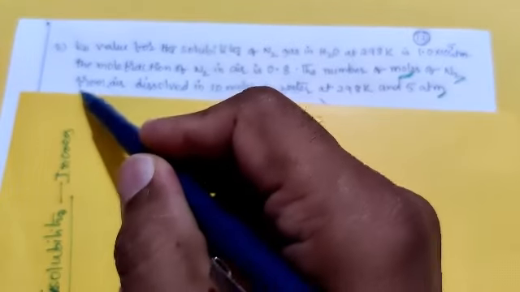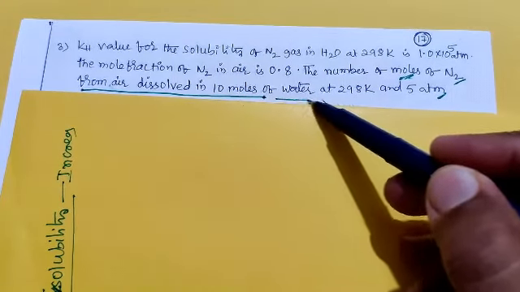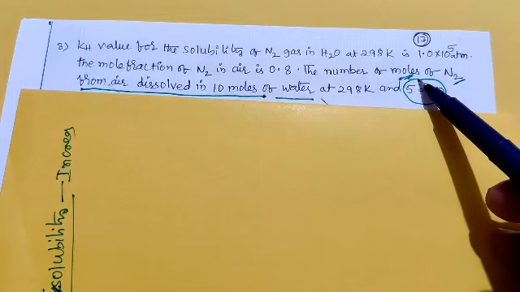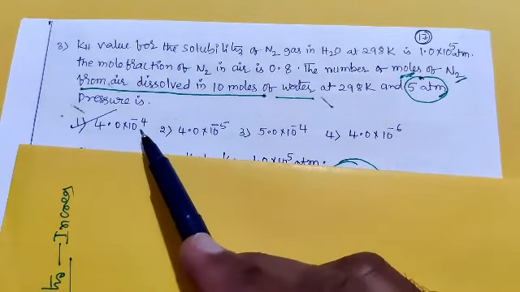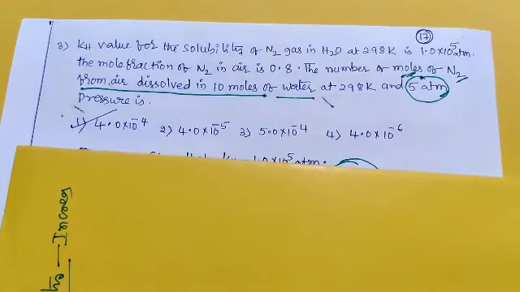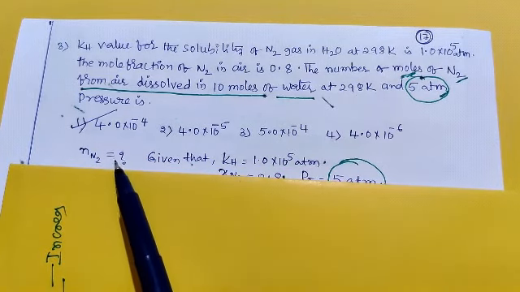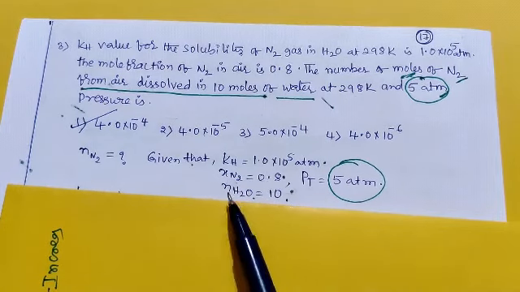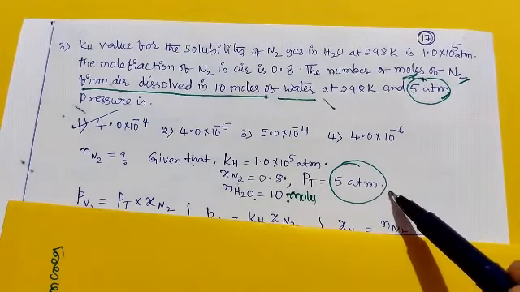Now students, underline this point. This is very important: from air dissolved in 10 moles of water. It is not the partial pressure of nitrogen; it is the total pressure given. Now, how many moles? The options are created as number of moles. This is very important for objective as well as for theory. So here we want the number of moles of nitrogen. Given the KH value, the mole fraction of N2 as 0.8, the number of moles of water as 10 moles, and the total pressure.